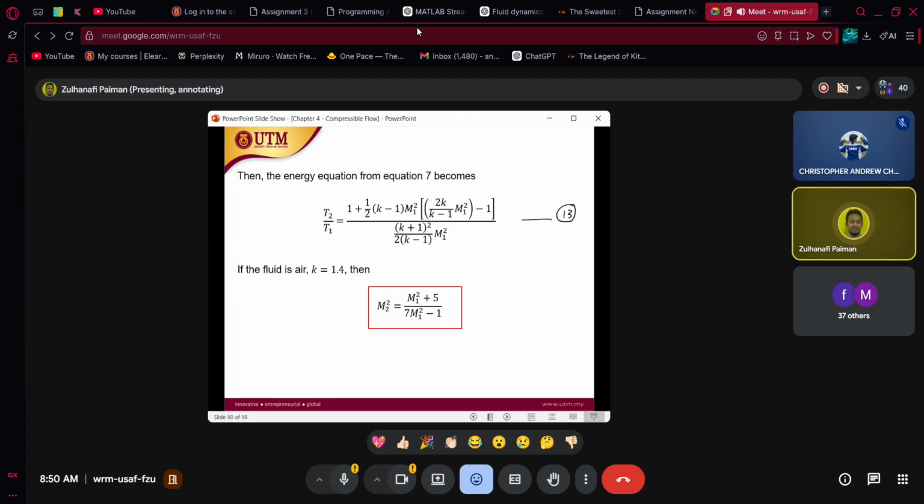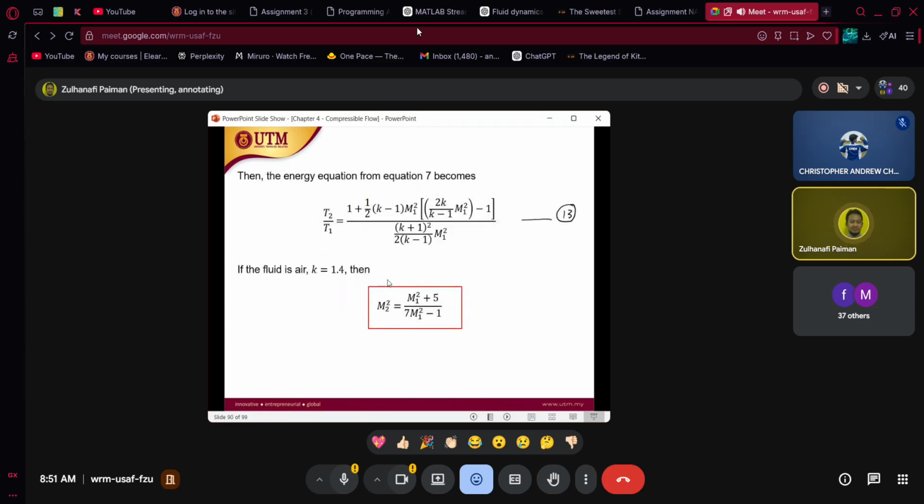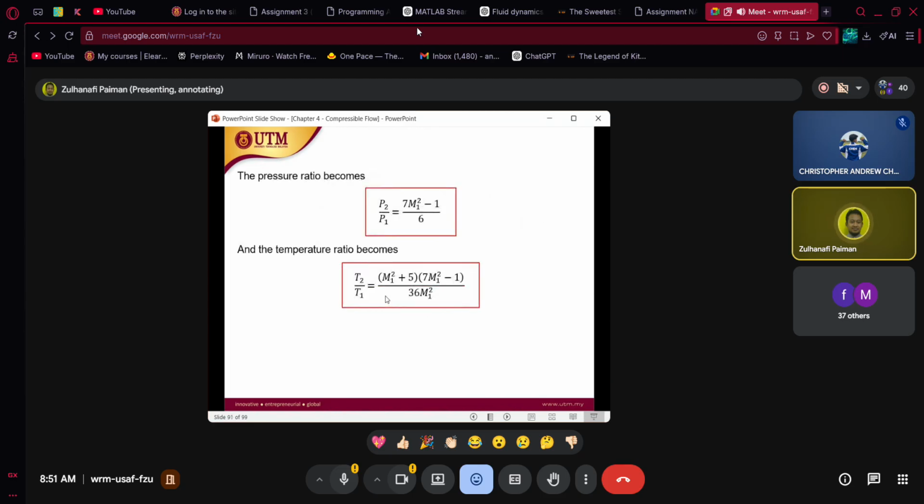The Mach number 2 squared, M2 squared, which is the Mach number after the shock wave, is equal to (M1 squared plus 5) over (7 M1 squared minus 1). So this is the relationship. And the pressure ratio becomes this equation. This is when we assume that the flow is air, where k is equal to 1.4, and then we substitute k = 1.4, and we get this kind of equation.